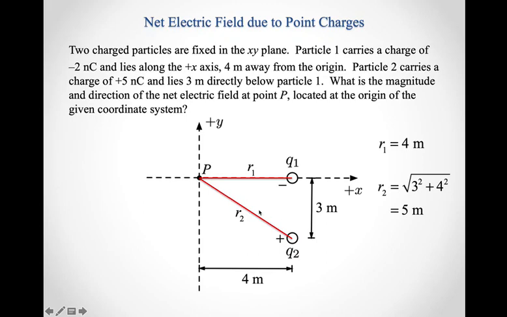Because I know that the electric field contribution is going to lie along the line that connects the particle to the point in space where I'm interested in knowing about the electric field, it's also going to be in my interest to figure out this angle theta. With a 3, 4, 5 right triangle, I can use the inverse tangent of opposite side 3 meters over adjacent side 4 meters, and I get that the angle theta is 36.9 degrees.